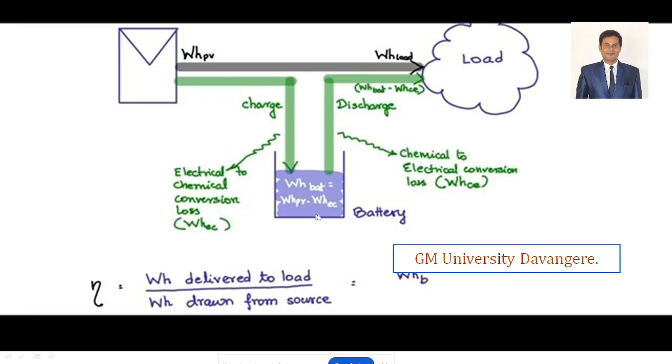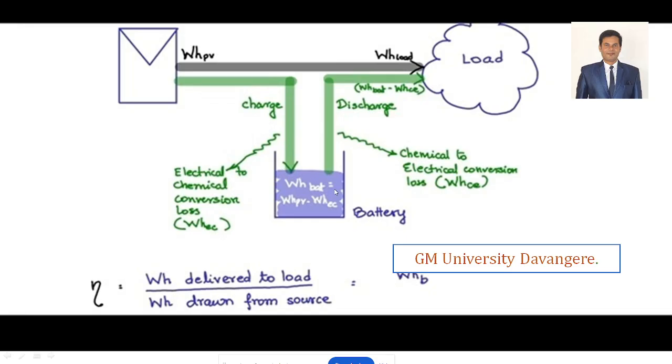Again, the energy in the battery has to be stored in the form of chemical energy. Then the chemical energy again has to convert back to electrical energy. So during the chemical to electrical conversion, again the losses will occur. That will be called WHCE, that is watt hour chemical to electrical conversion. Then this will be discharged to the loads.